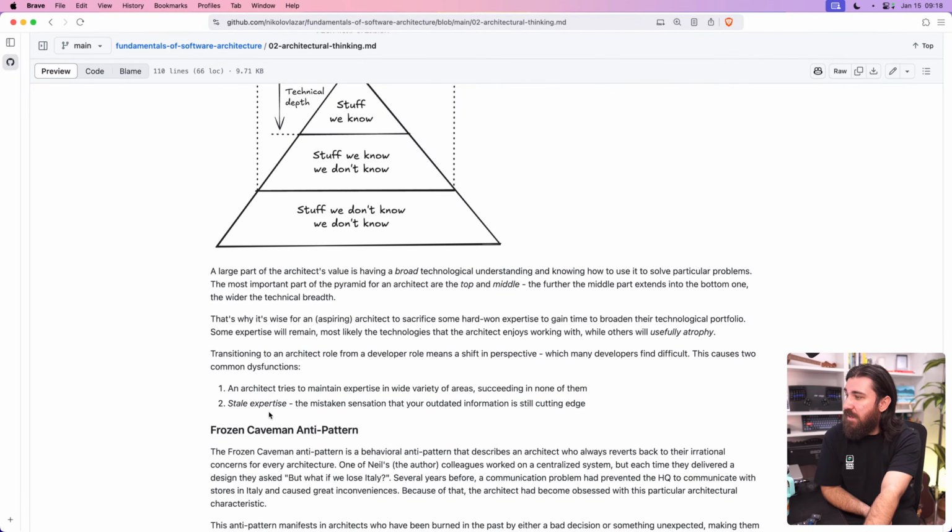The time is limited. And the second one is having stale expertise, which means the mistaken sensation that your outdated information is still cutting edge. These are the two common dysfunctions, or the two common situations that developers can find themselves in when shifting to the architect role. So be on the lookout.